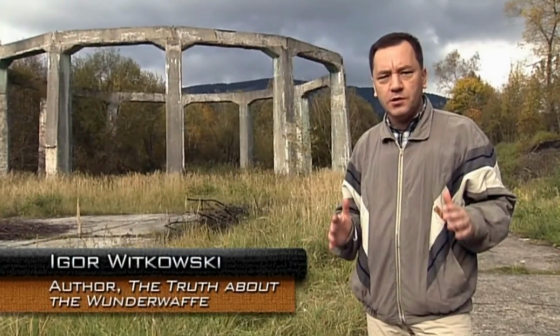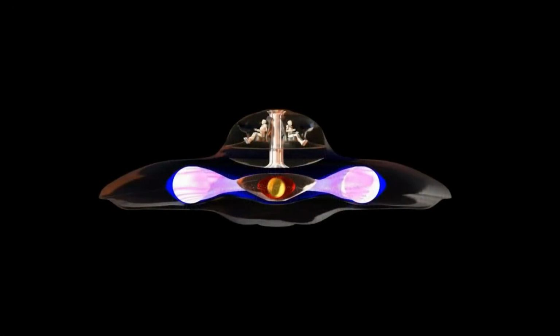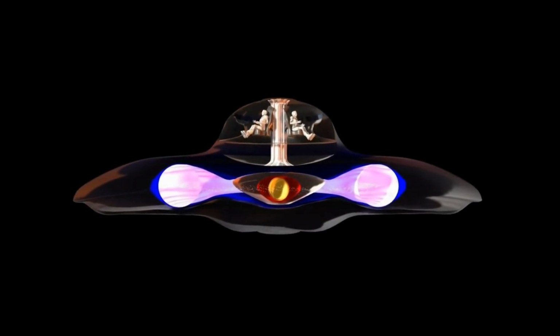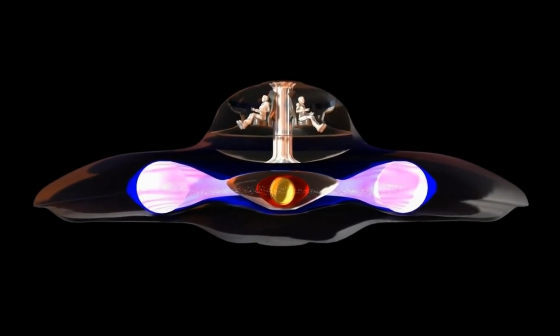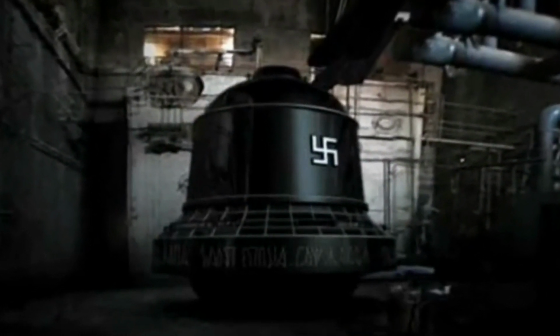Witkowski details in his book that a French scientist by the name of Eli Carton had taken major steps in the field of anti-gravity following the First World War, though the anti-gravity that his machine was purported to have produced was insignificant and of no practical use. Die Glocke could have been built around the technology Carton established, however.